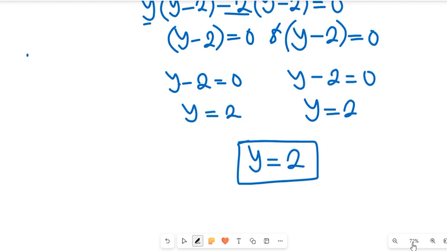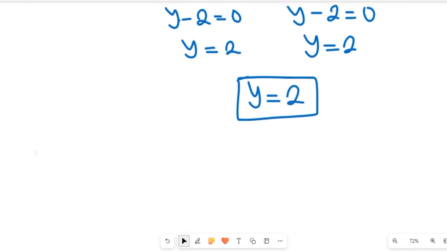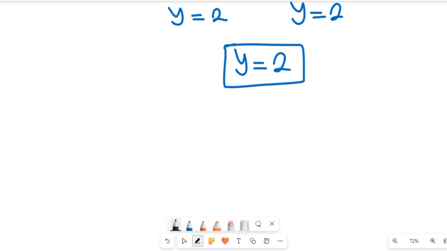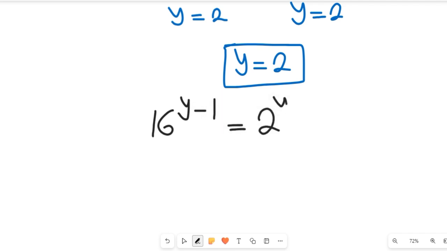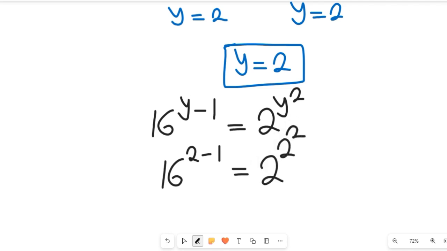Can we check? Yes, let's try and check to see if our solution is correct. Now to check, we are going to insert the value of y equal to 2 into the main equation, which is 16 to the power of y minus 1, we said, is equal to 2 to the power of y squared. So if we insert y equal to 2, we're going to have 16 to the power of 2 minus 1 equal to 2 to the power of 2 to the power of 2.